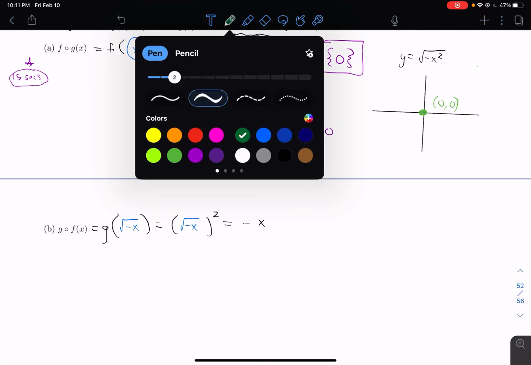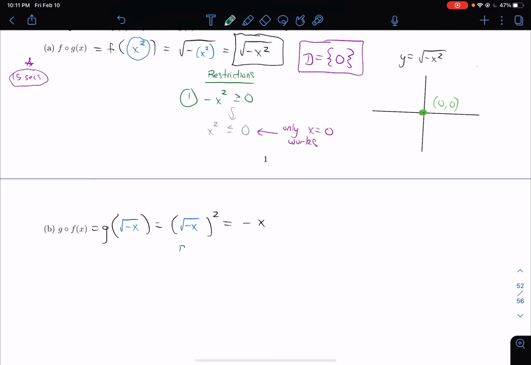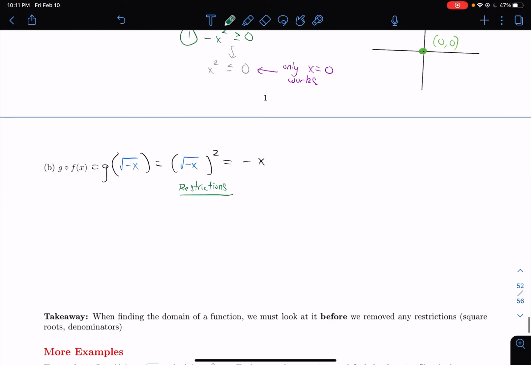All right, so let's think about domain and let's think about restrictions. All right, so let me scroll it down a little bit. Okay, so one very important takeaway is that when you're simplifying a function and you're finding the domain, we must identify the domain before we remove any restrictions. Like before I do a step where I get rid of a square root, or before I get rid of a denominator. Before I removed those restrictions, I need to find the domain at that step.